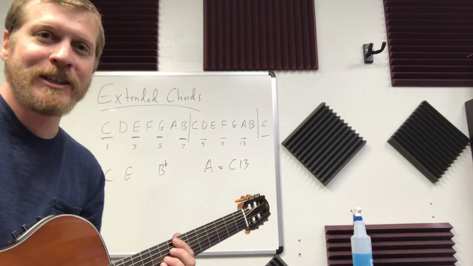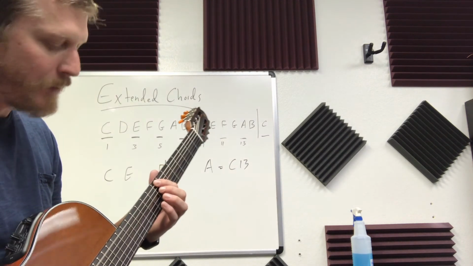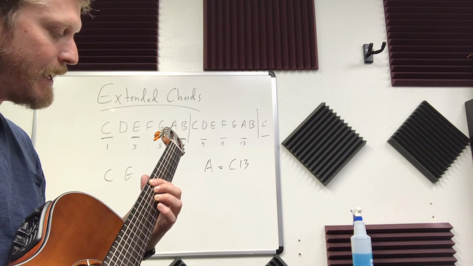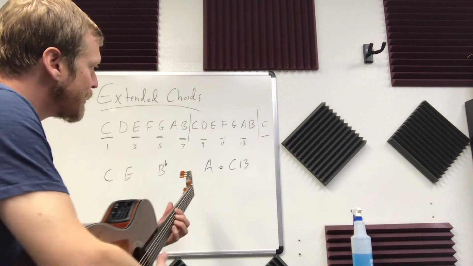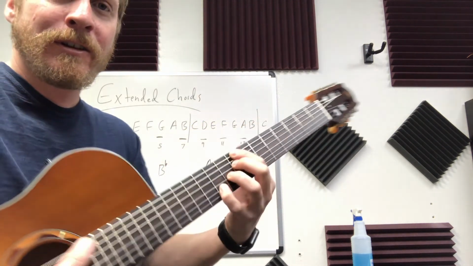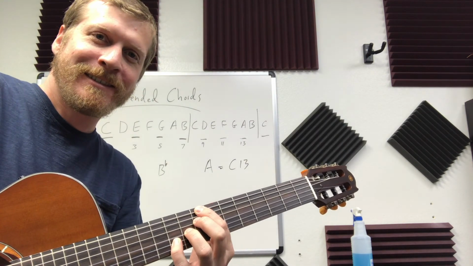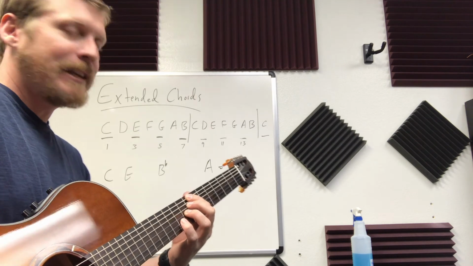So to do a C13 chord on the guitar with only 4 notes, we're going to start with our root note on C, flat 7, which is B flat, then we're going to do E, our 3rd, and then we're going to have A, which is our 13th. So that gives us a C13 chord. Okay? So we have C, B flat, E, and then A.